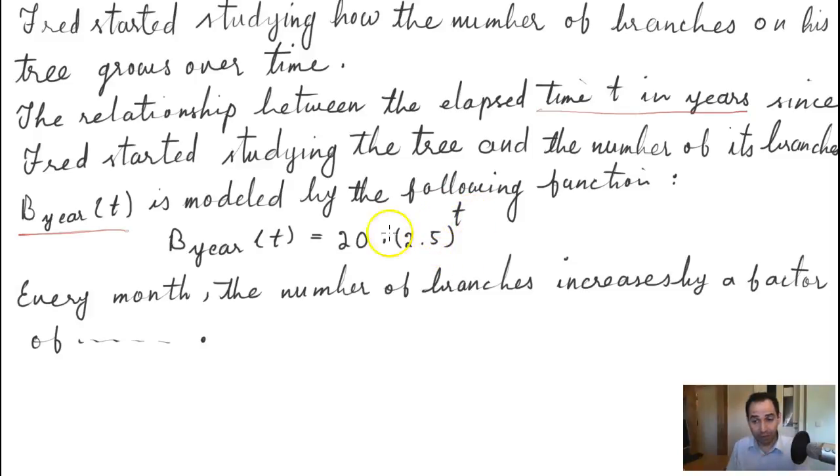Now the question is, every month the number of the branches increases by a factor of what? So you need to pay attention to the fact that time here related to this function t is in years. It is in years. But here the question is asking about month.